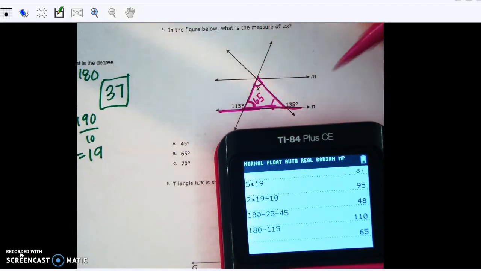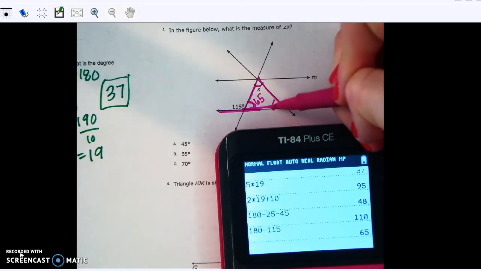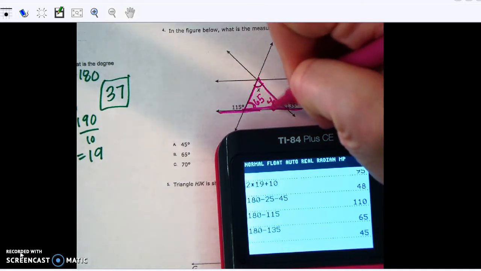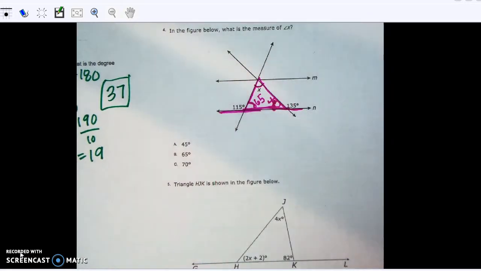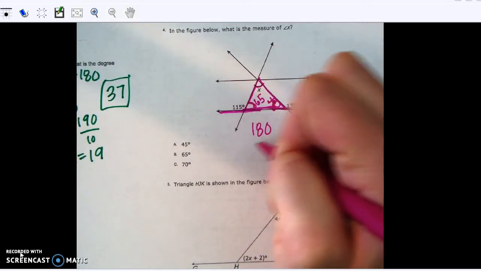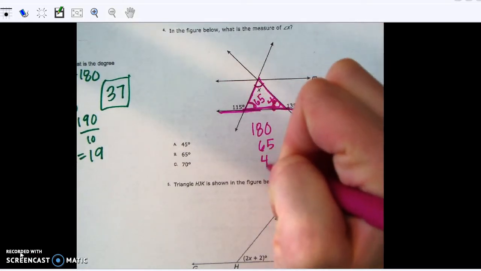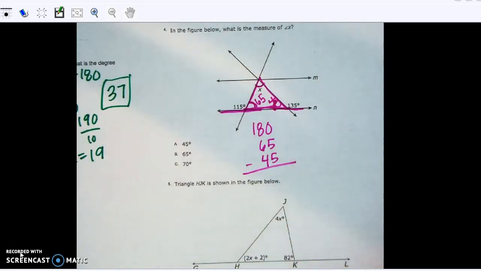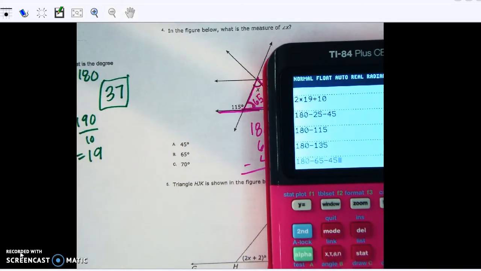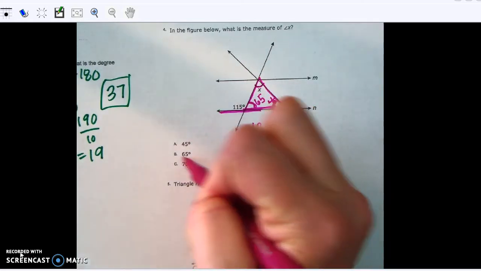Same thing here. 135 and this angle are supplementary. So I can do 180 minus 135 to figure out that this angle measure is 45. So now I know all the angles in this triangle add to 180. So if I subtract 65 and I subtract 45, I'll get angle X. So 180 minus 65 minus 45 means that angle X has to be 70.